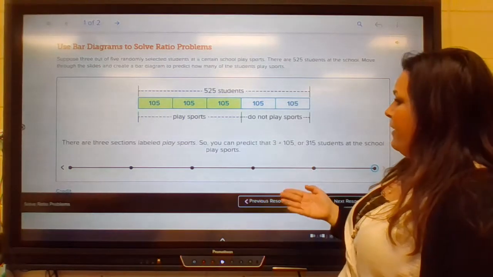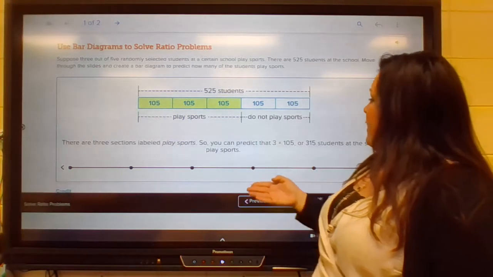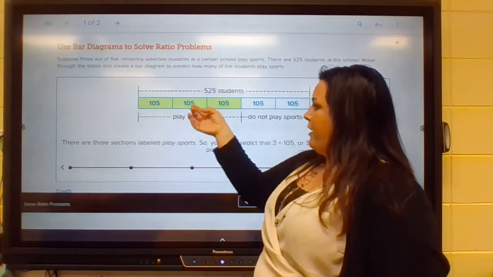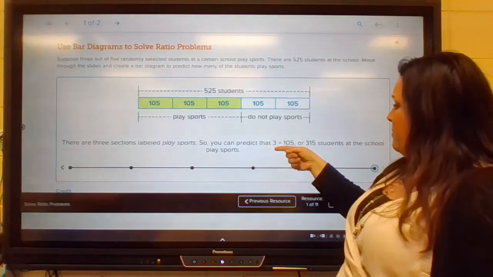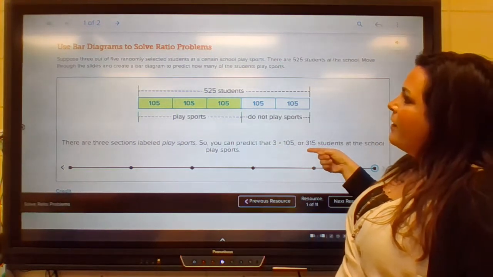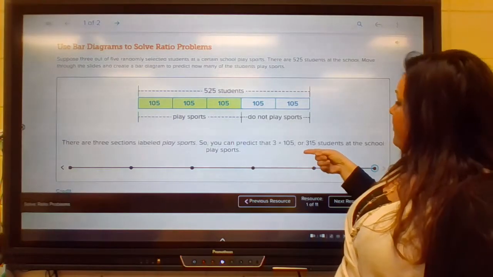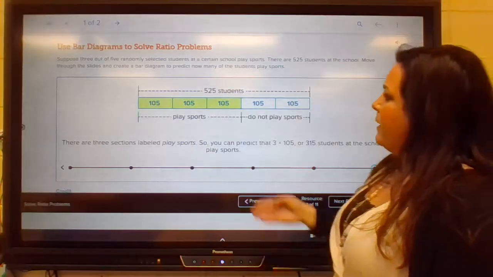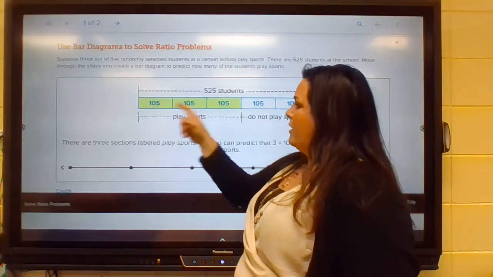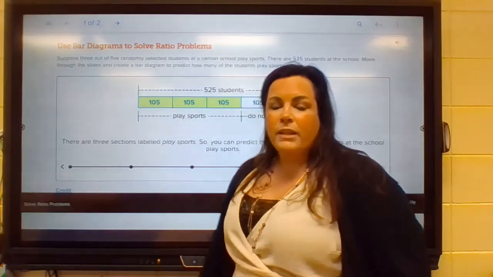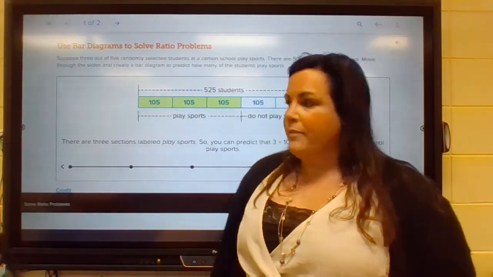Then we can finally figure out that the 3 sections labeled play sports, 105, 105, 105, where 3 times 105 would be 315. Now, that would be the answer to our question, right? How many of the students play sports? So we multiply the number that is shaded, 3, times what's in each box, 105, to get our answer of 315.